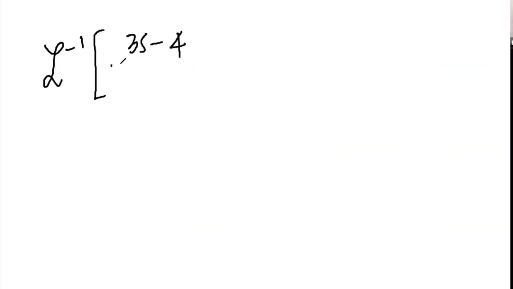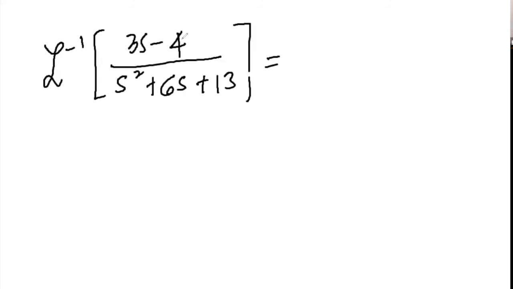Let's try this final problem. Find the inverse Laplace of 3s minus 4 all over s squared plus 6s plus 13. So quadratic, right? And in the numerator, you have s. So supposedly, the possibility of having first shifting property because of this one. Remember this one, the first two terms, we make it a perfect square. So we do completing the squares.